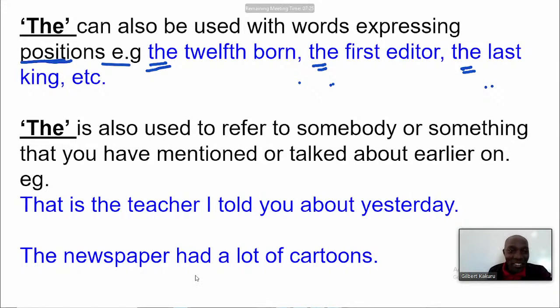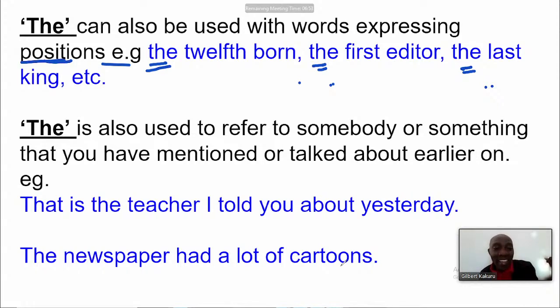Okay, then we also have "that", which is used to refer to somebody or something that you have mentioned or talked about earlier on. So long as you have seen that person or you have finished talking about it, we also use the article "that". For example, "That is the teacher I told you about yesterday." It means that person was mentioned the previous day.